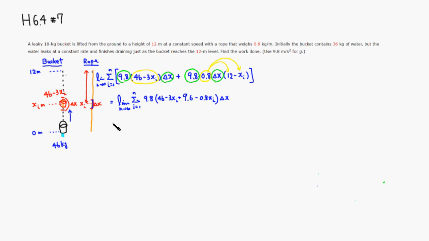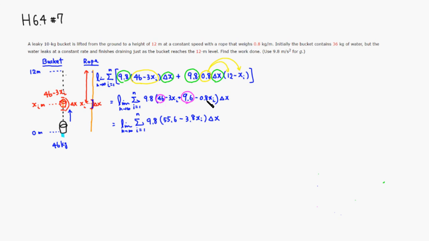Then we can combine these together, so you have the limit as n approaches infinity, the summation i goes from 1 to n, of 9.8 times, combining 46 and 9.6, that's going to give us 55.6, minus 3.8 xi, delta x.